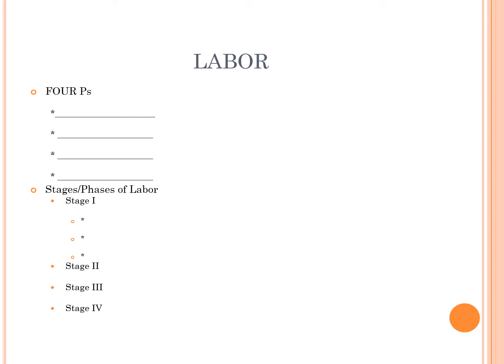So let's talk about labor. We've got 4 P's in labor. Okay, we've got our psyche or personality of our mom. This is our mom. Okay, what is her emotional status? Who's her support system? Okay, what values and beliefs do they have? What mental and physical preparation have they done for this childbirth?